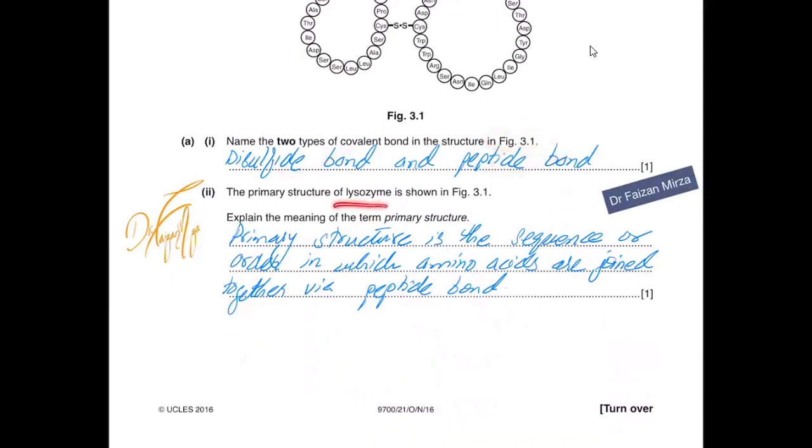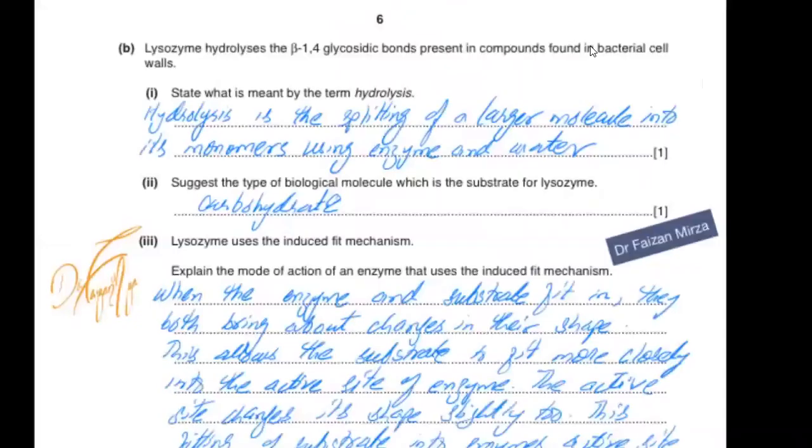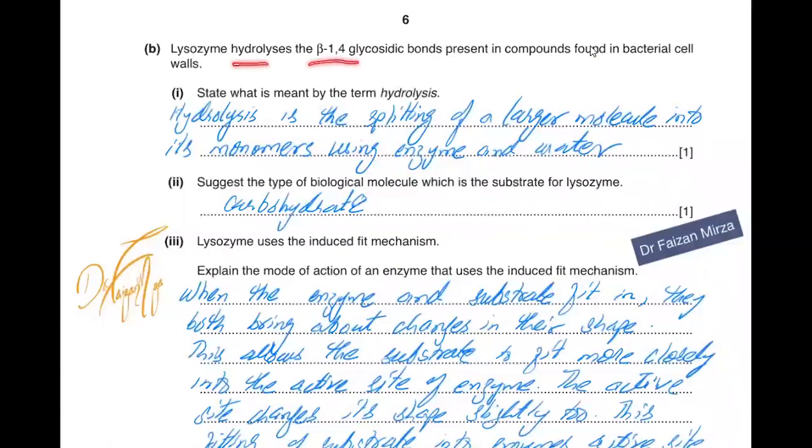The primary structure of lysozyme. Explain the meaning of primary structure. The primary structure is always the sequence or the order in which the amino acids are joined together via peptide bond in a protein. Lysozyme hydrolyzes beta 1,4 glycosidic bonds present in the compound found in bacterial cell wall.